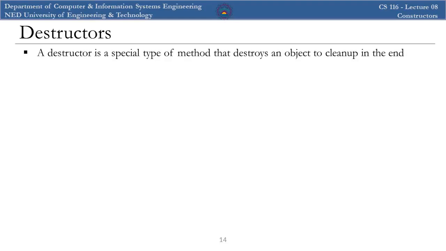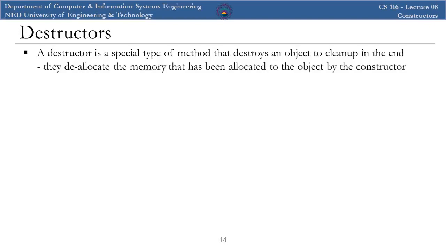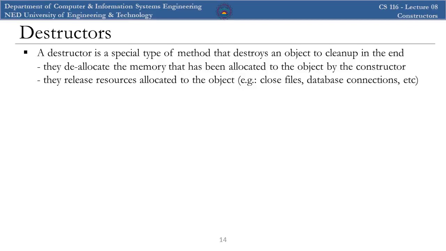Destructors actually perform the reverse function of that of constructor. Like a constructor initializes an object, it defines an object, it allocates memory for an object, whereas a destructor cleans up the mess. Like after you have used an object and you want to remove it from memory, you call a destructor, right? So what does it do? It deallocates the memory, and it also releases any resources that have been allocated to an object.